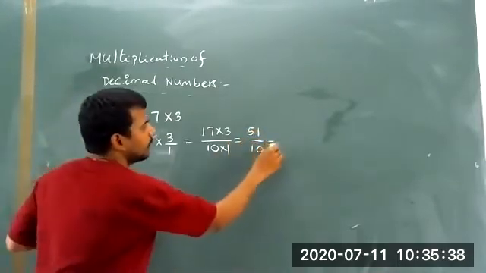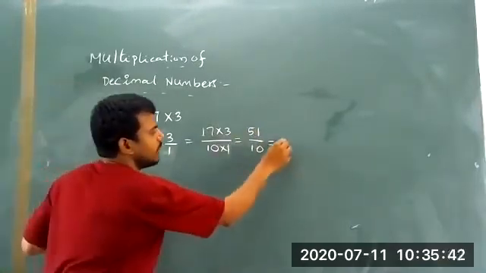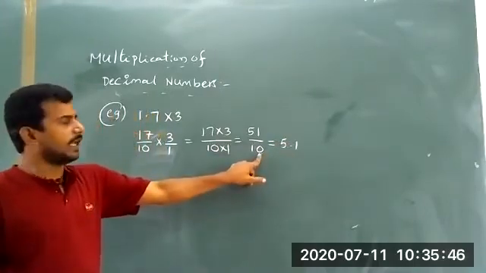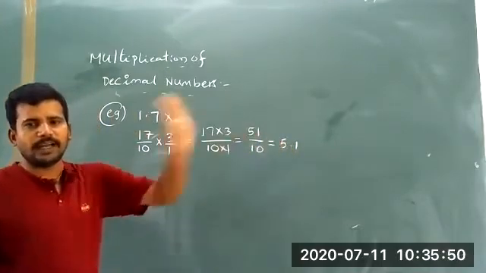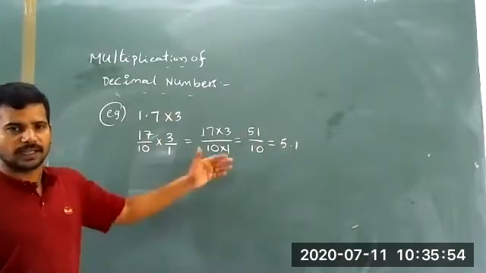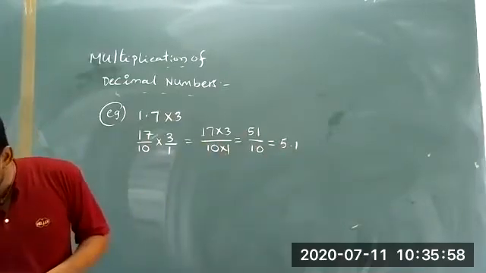Here the denominator is how much, children? 10. So this is a decimal number. Because here 10 is there, the decimal place is 1 only. So 51 by 10, answer 5.1. This is the example of multiplication of decimal numbers. One more example.